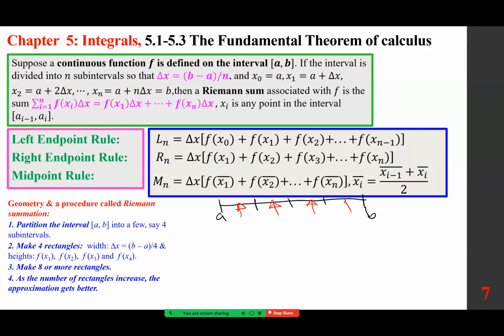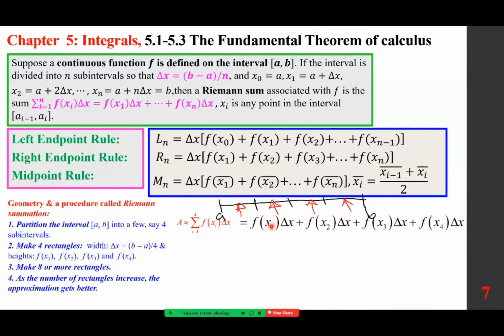I'm going to evaluate the function at those points. And so the area is approximated, and pay attention to the fact that it's an approximation, of the summation of i going from 1 to 4, for example, f of x times delta x. So if we did it with 4, this is what we get. Okay, that's what it's mentioning.